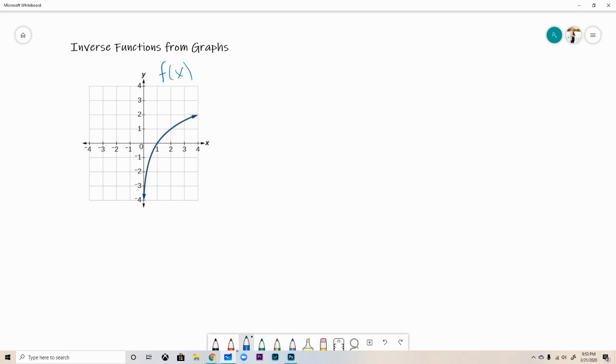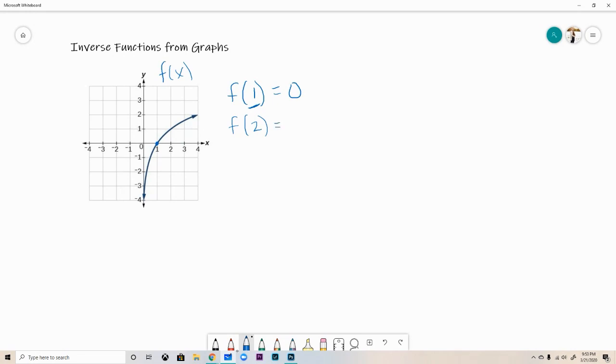Let's analyze the graph. What is the value of f of 1? This number right here is wherever the x coordinate would be. So I'm going to go over here on my graph to the x coordinate, and I see that the x coordinate is 1 right here. So my output, the y coordinate at that point, is going to be 0. I can do that for f of 2.